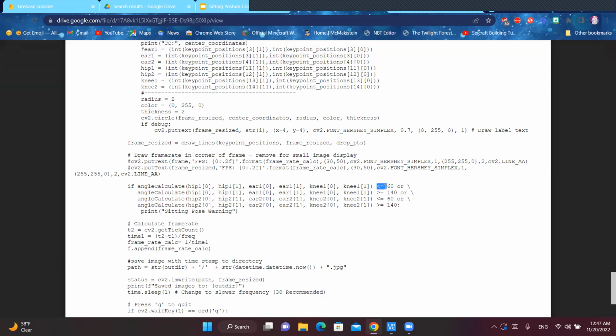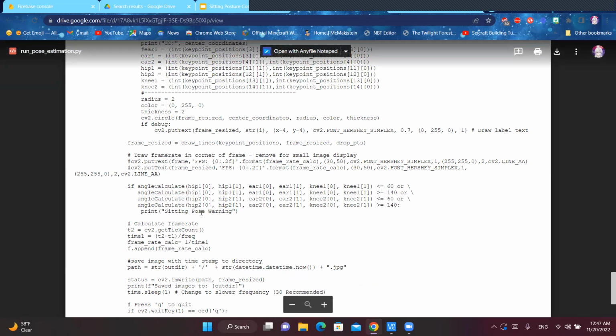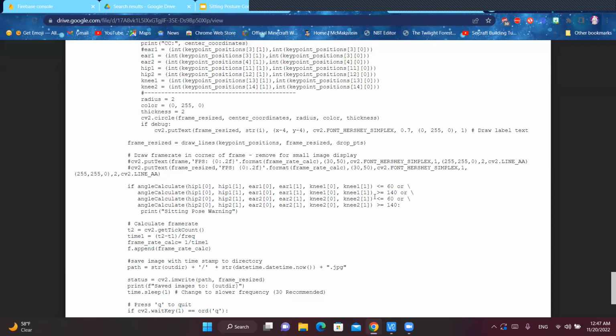So if it's less than 6 degrees, then it will warn the user, and the same goes for the warning over here. I also developed this into an app, so on the app version, this will change. I also modified the database to use the app. And if it's greater than 140 degrees, which means leaning backward too much, that's also bad for the user's back. So if it's more than 140, then it will also warn the user.